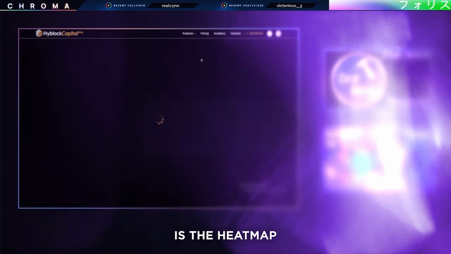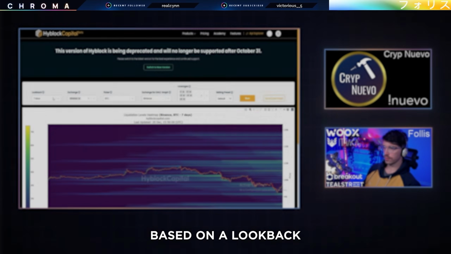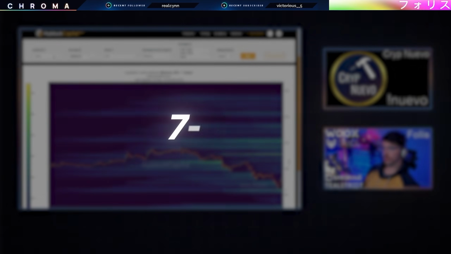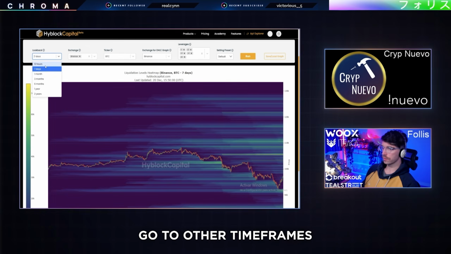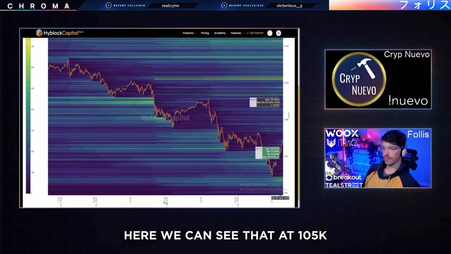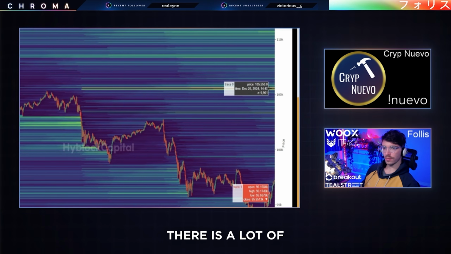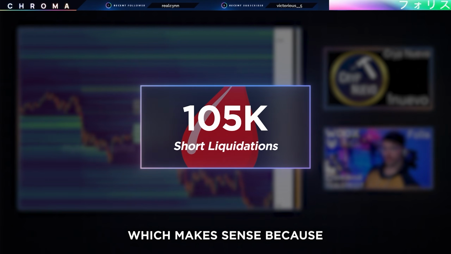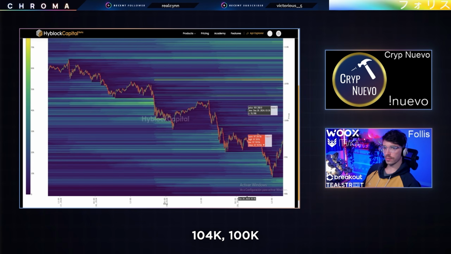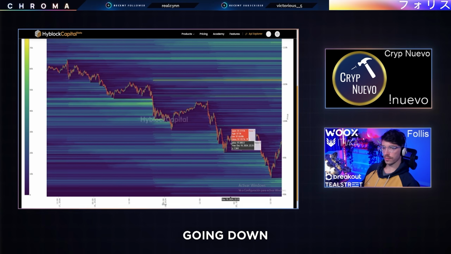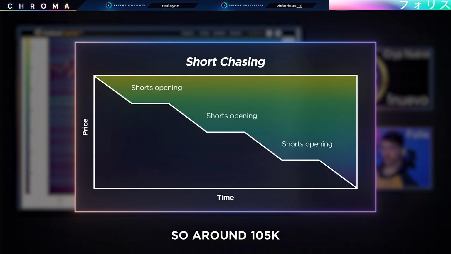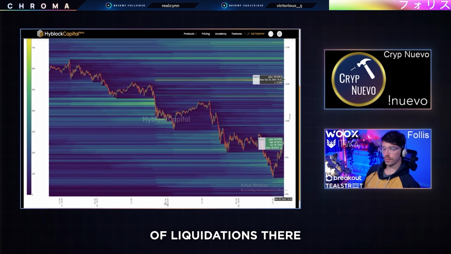And then the other thing is the heat map. It tells you based on a look back of 7 days, 1 month, you can choose. And here I usually use the 7 days and the 1 month. I don't go to other timeframes, but that's up to you. So right now, we can see that at 105K, there is a lot of short liquidations, which makes sense because during this move down, around this level, 102K, 104K, 100K, some traders see price going down and they start to open shorts. Those liquidations are above their entry. So around 105K, it makes sense that there is a lot of liquidations there.